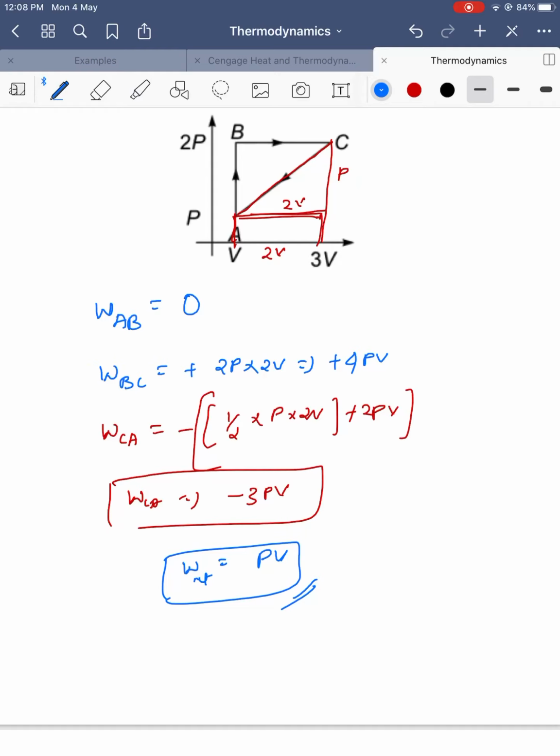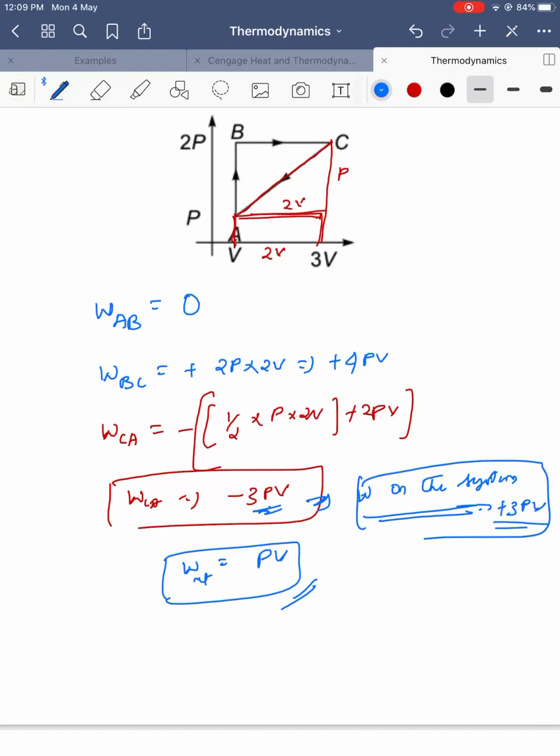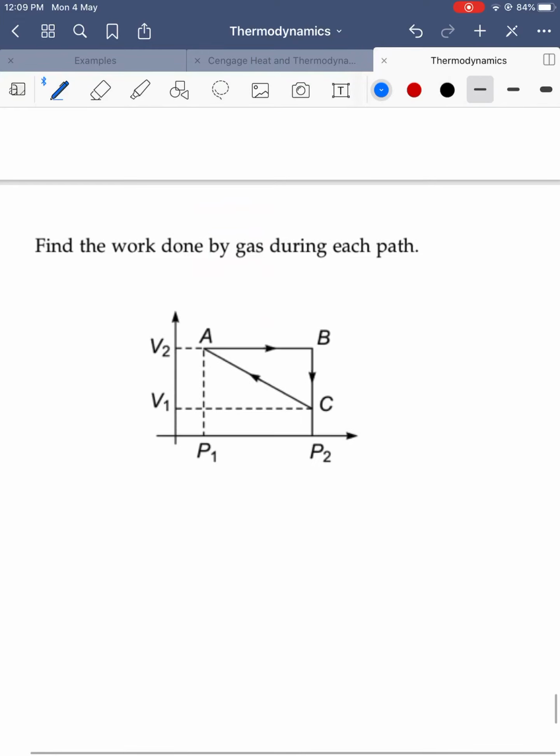What does negative work done mean? It is work done on the system. So minus 3, work done on the system is plus 3PV. Work done by the system is minus 3PV. So minus 3PV is work done by the system. Work done on the system is plus 3PV. So that you will understand later parts.